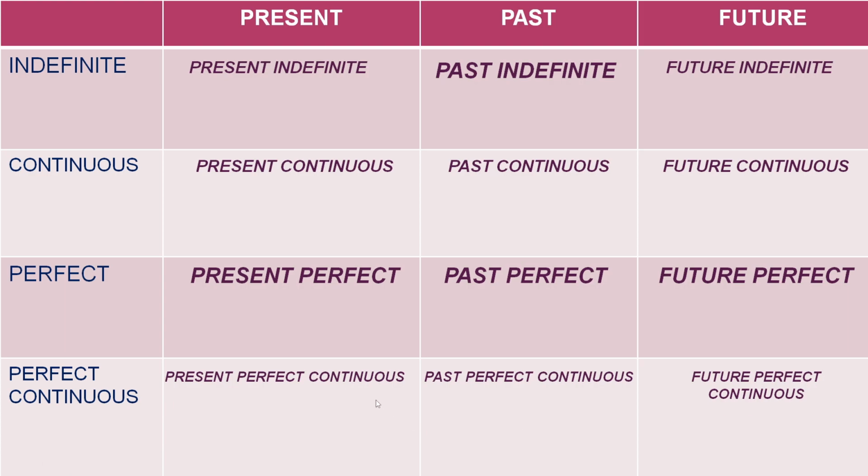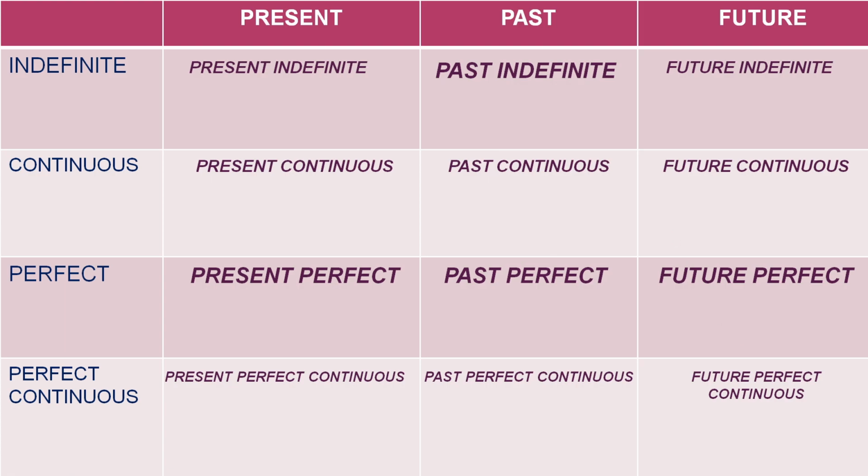Clear? Now we have got all the types of present tense, past tense and future tense. If you remember this chart, then you will not have any problem about the types of present tense, past tense and future tense. It's just a game. So what are the types of present tense? We have found present indefinite, present continuous, present perfect, present perfect continuous. The types of past tense: past indefinite, past continuous, past perfect, past perfect continuous. Types of future tense: future indefinite, future continuous, future perfect, future perfect continuous.